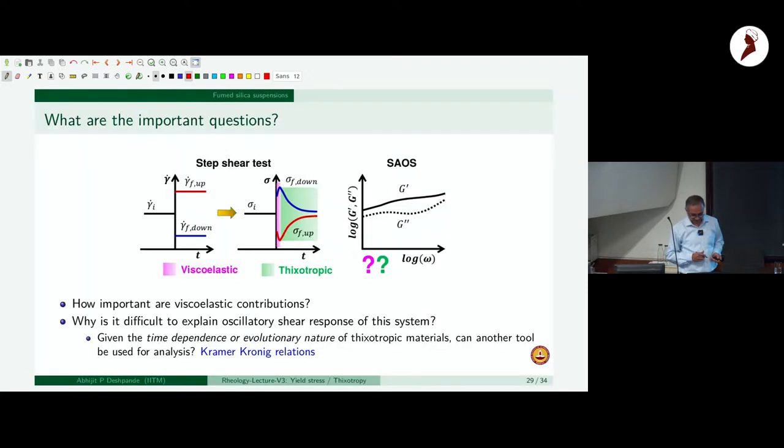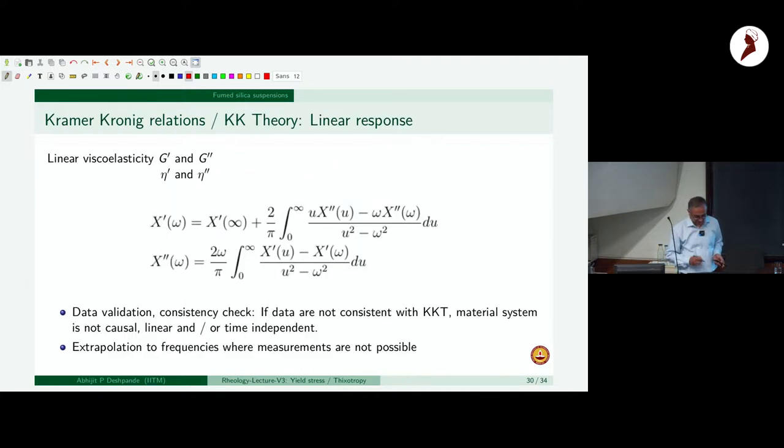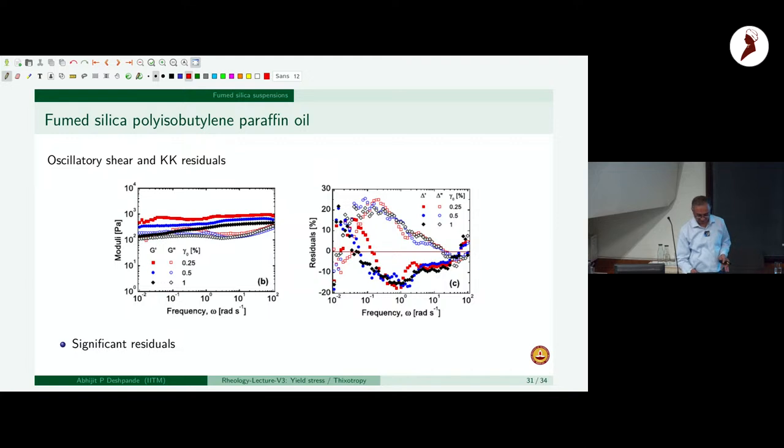And so we were looking at how do we analyze this small amplitude data, given that there is a question of linearity in this system, given that there is a time dependency and evolutionary nature of these materials. We basically try to do analysis using Kramers-Kronig to analyze how this oscillatory data looks. And when you calculate the residuals based on this KK theory, what we saw is for thixotropic systems, you see very significant residuals. Which again is along expected lines, given that these are heavily time-dependent systems. When you look at these measurements of G prime and G double prime, they are not really linear systems. And so the residuals that we see are 20%, fairly significant.